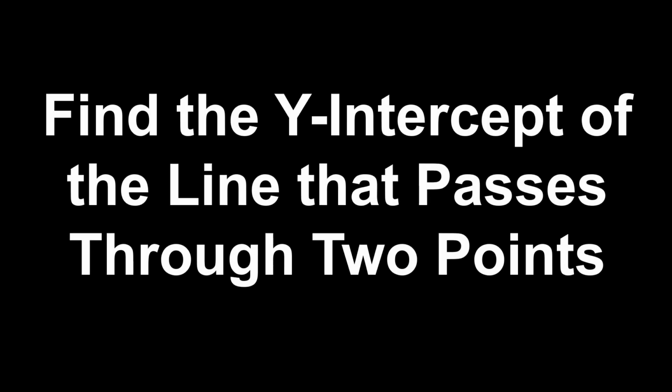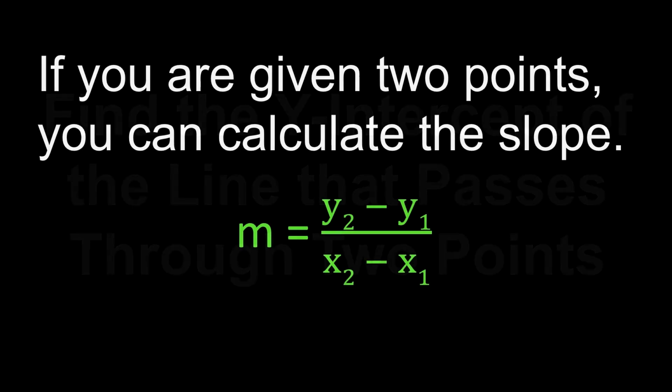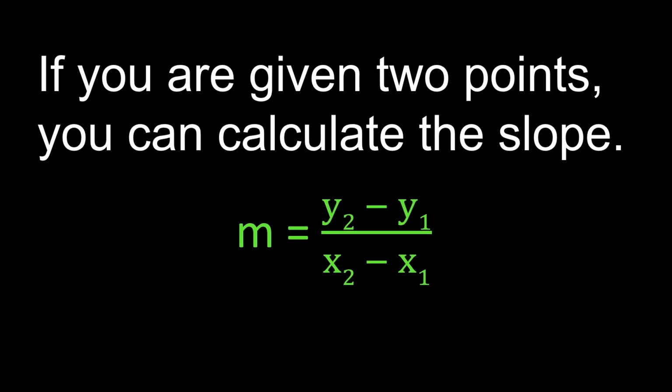In this video, we're going to find the y-intercept of the line that passes through 2 points. In order to be able to do that, we're first going to need to find the slope. And remember, if you're given 2 points, you can calculate the slope using this formula. Slope equals y2 minus y1 over x2 minus x1.